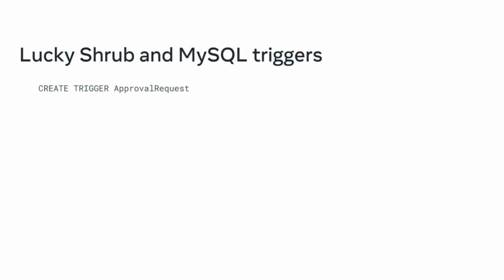Lucky Shrub can use create trigger commands to create this trigger. They can name the trigger approval request. They then assign a trigger type of after update so that the trigger executes the logic after an update operation has occurred within the table. Finally, they place the trigger logic within a begin-end block.